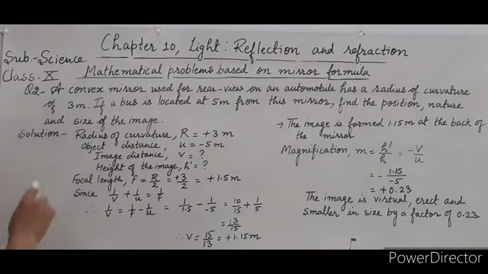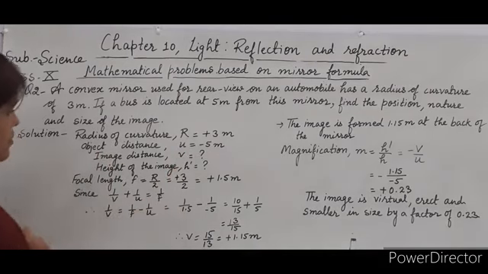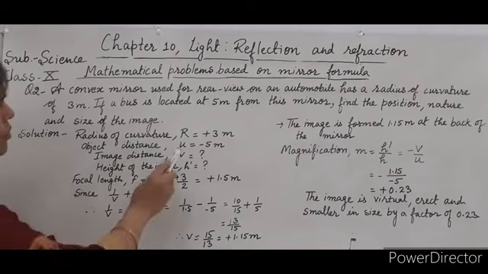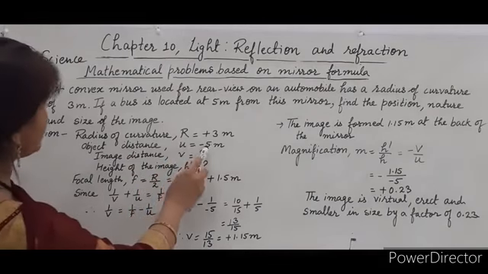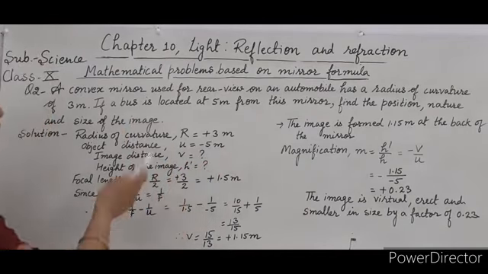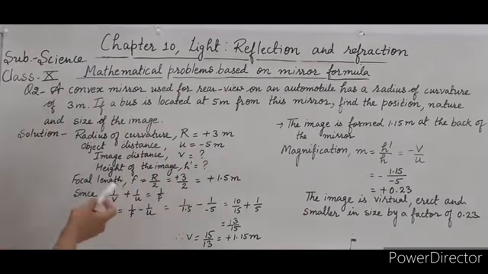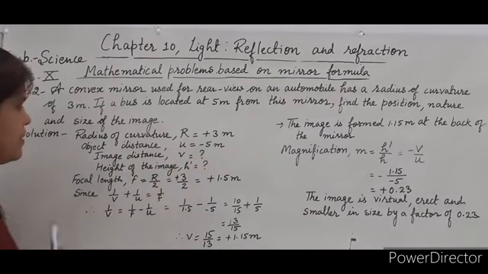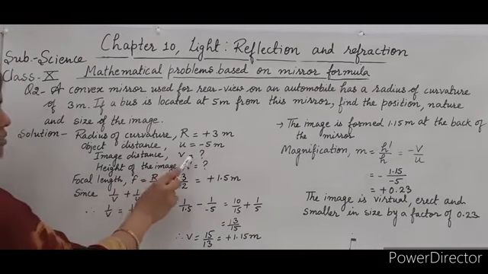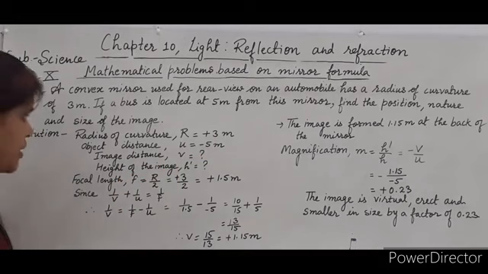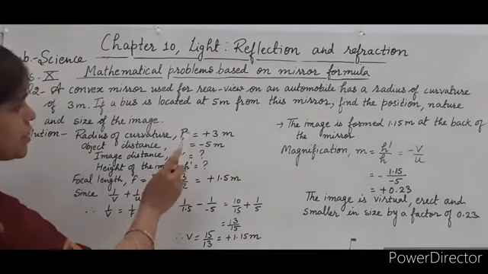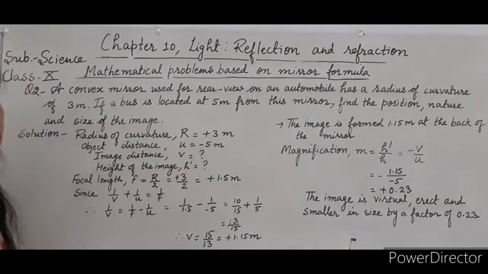So in this question, what are the given values? Radius of curvature is given as 3 meters. Object distance u is given as 5 meters, and the object distance is always negative because it is on the left side of the pole. So u is minus 5 meters. We have to calculate the image distance, and the height of the image, or magnification.